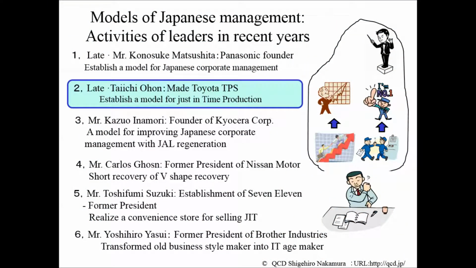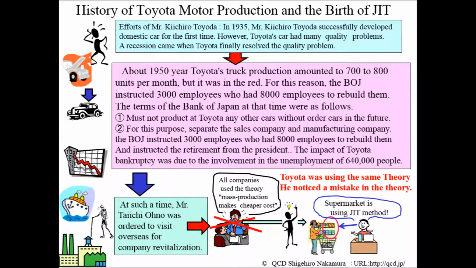I would like to explain about the late Mr. Taiichi Ohno's activities and the birth process of JIT, which contributed greatly to the measures to make the Japanese production system revolutionary after about the 1970s. JIT became famous worldwide under the name of lean production method.